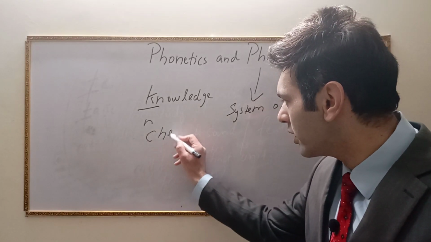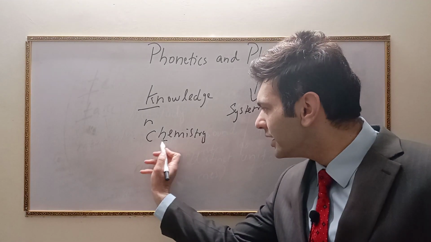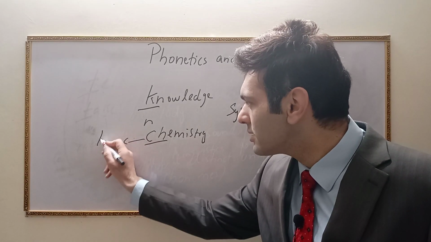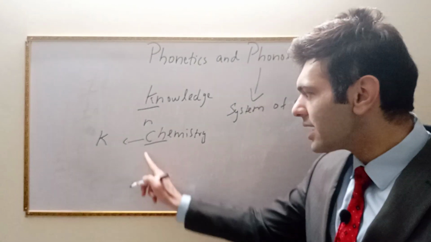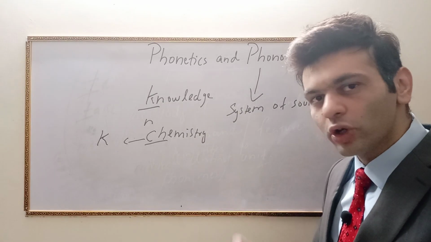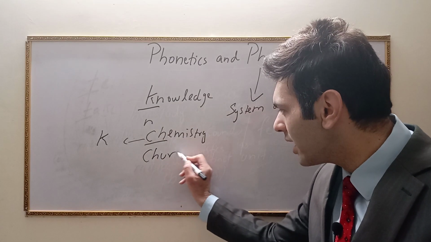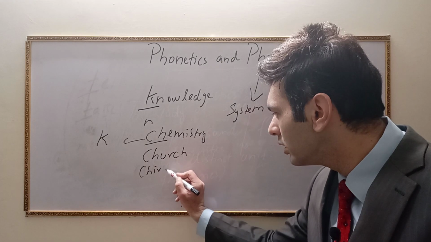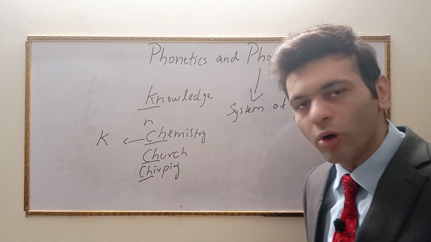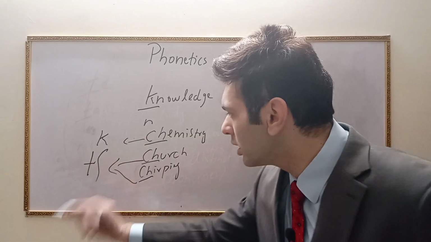I would give you another very good example. For example, we have the word chemistry. If you look at the initial two alphabets, C and H, it is pronounced as K. The alphabets are CH and the phoneme is K. If you write the same CH in another word, like church or chirping, here this CH combination is represented with the phoneme Ch.